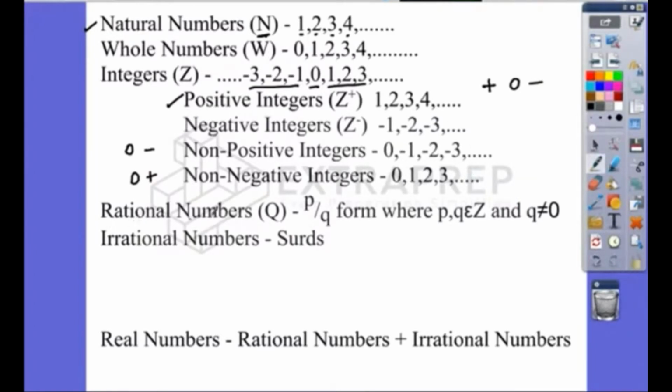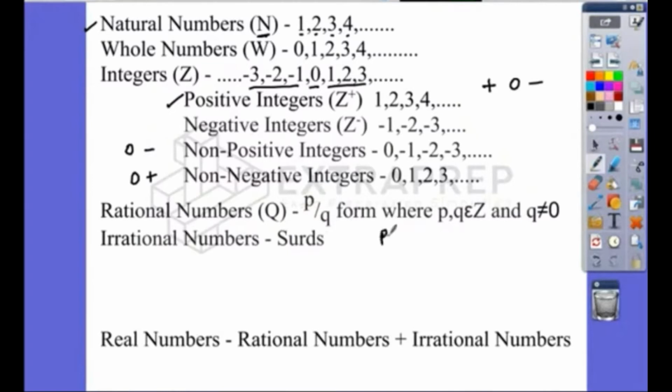Then rational numbers are numbers which can be written in the form of p by q. Any number which can be written in the form of p by q is said to be a rational number, where p, q belong to Z. So p and q are integers, so there can be negative numbers also in fractions and it's still a rational number. And q is not equal to 0. What happens if q is 0? If the denominator becomes 0, then it becomes undefined. For that reason, the denominator should not be 0. There can be positive or negative numbers in the form of p by q, and those are rational numbers.